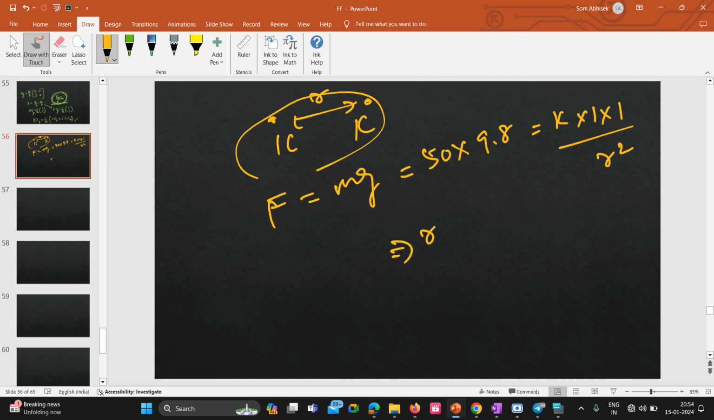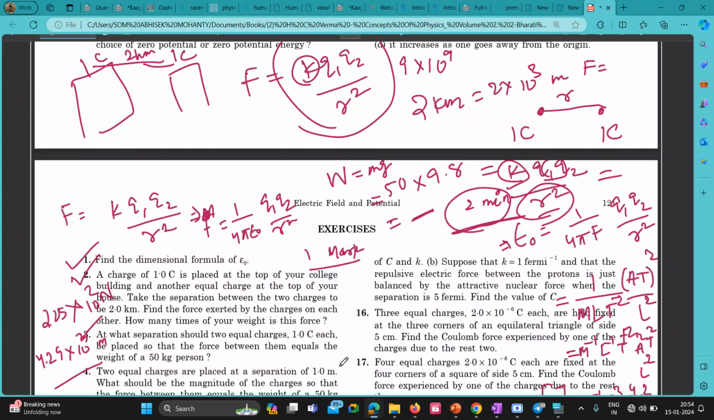Okay, so R square is how much? K value is 9 into 10 to the power 9 divided by 50 into 9.8. This is R square, so you can find R easily, isn't it? You can find it, right? I hope so. Yeah. Next question.